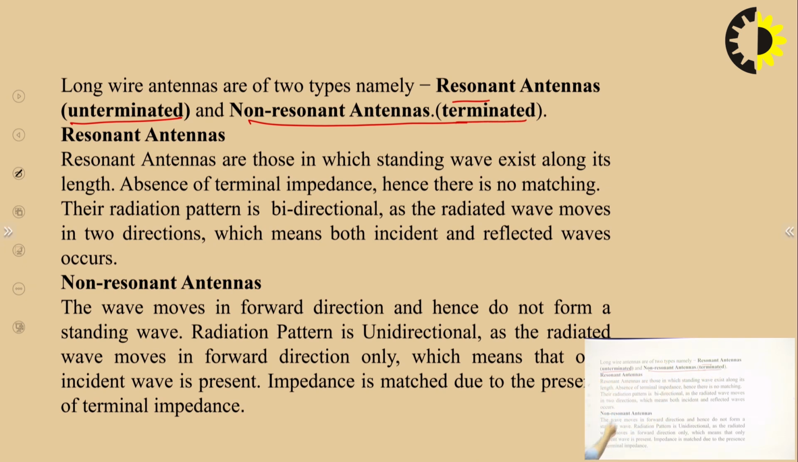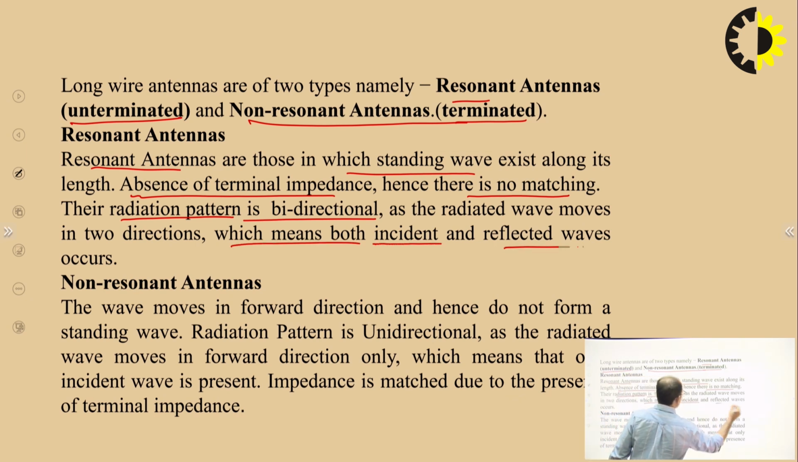You will see the difference: resonant antennas are those in which standing waves exist, as I have already told you, and the absence of terminal impedance means there is no impedance matching, and therefore the radiation pattern is bidirectional. When the radiation pattern is bidirectional, the standing wave exists, meaning both the incident and the reflected wave will be present. Clear? If the standing wave exists, the reflected wave will also exist.